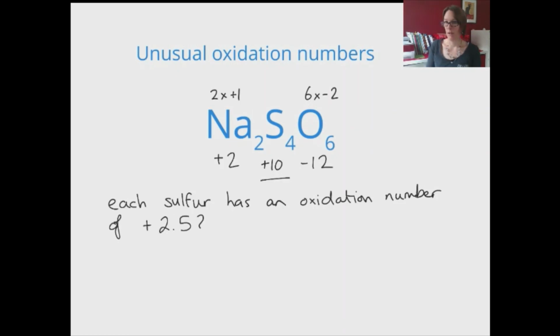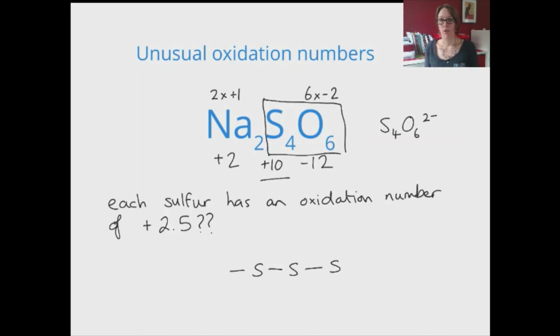Which a lot of students don't like, and justly so, because you can't lose half an electron and you can't form half a bond. So none of these explanations so far have explained how an element can work out with an oxidation number of 2.5. So let's just look at the ion on its own without the sodium, because the sodium is ionically bonded and not really covalently bonded to it. It makes a lot more sense if we actually draw out what this ion is.